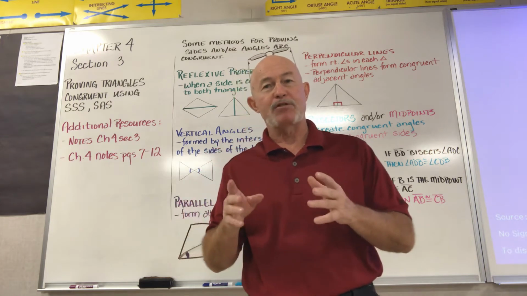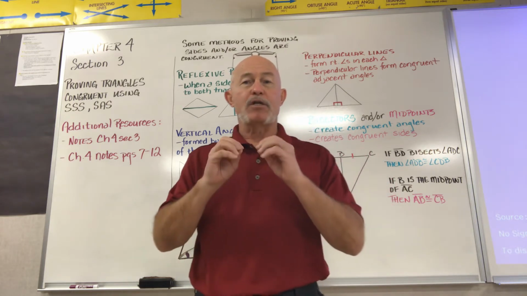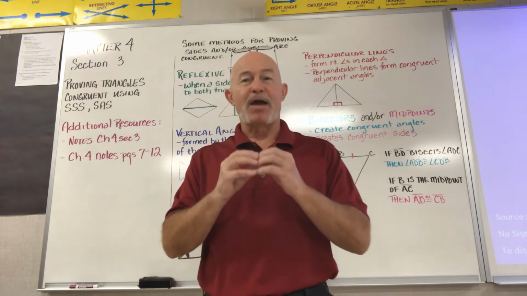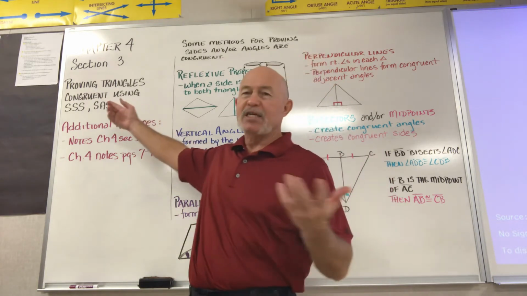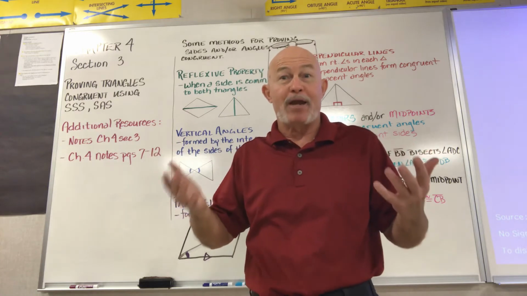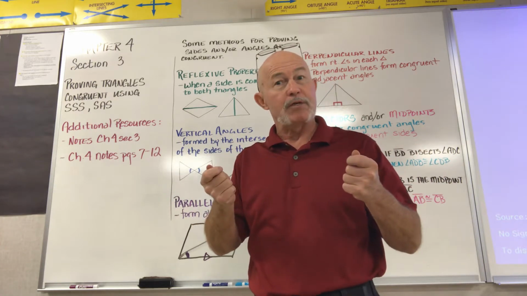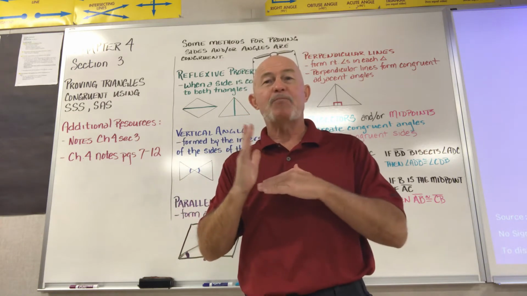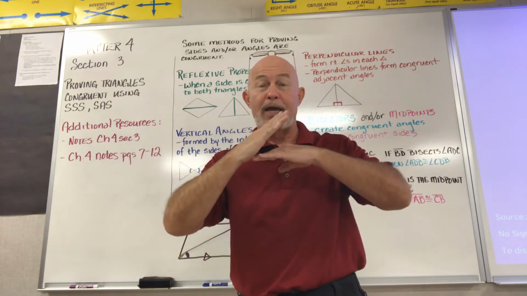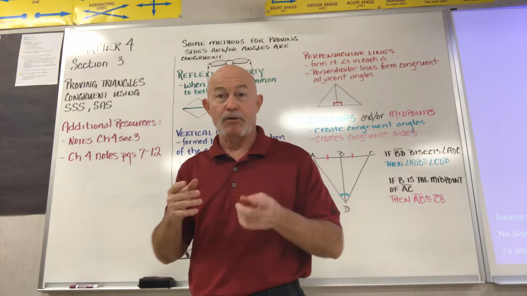But right now, understand these work together on a specific method. The order of the letters, side, side, side, is kind of obvious. The 3 pairs of sides have to be equal to each other. Side, angle, side: the angle has to be in between, or formed by, the two sides that are congruent.